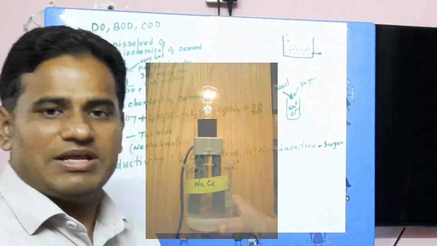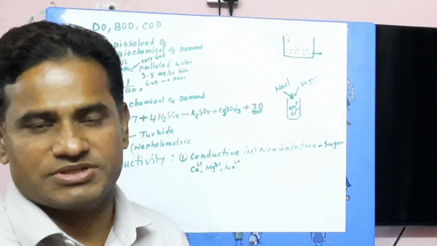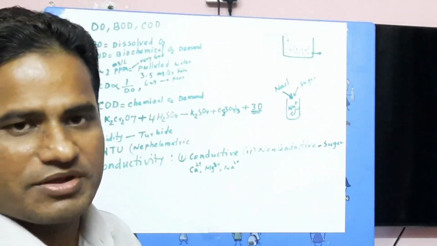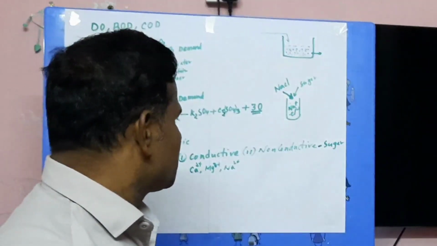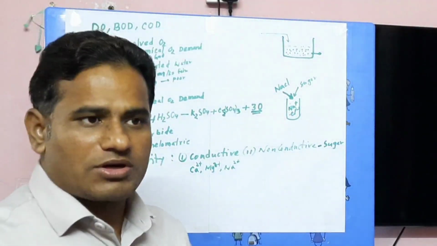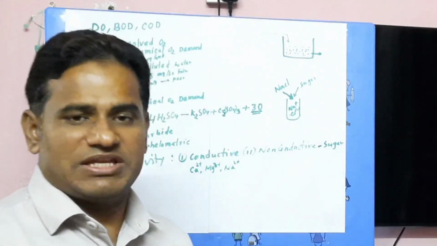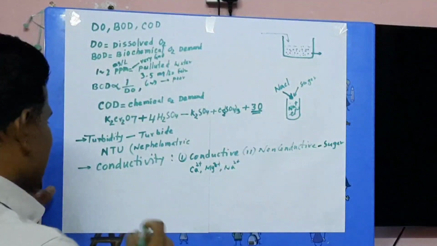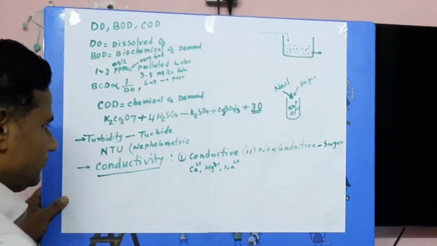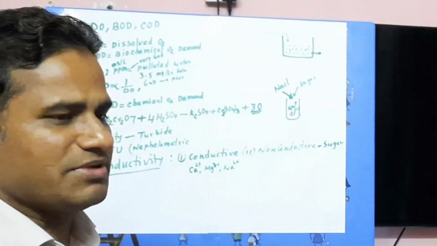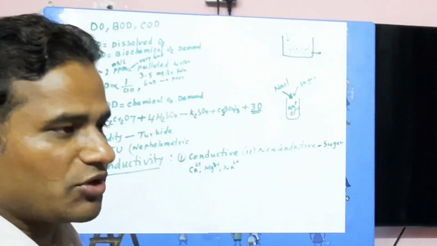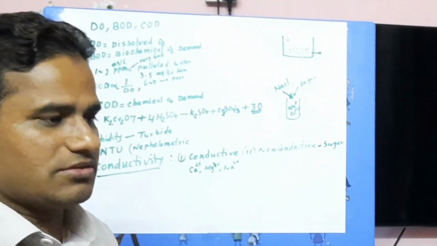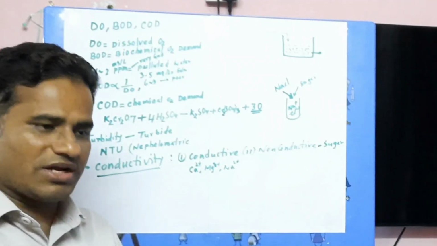If electrons are available, that means this water has conductivity. If electrons are not available, that water has no conductivity. So if conductivity is not available, it is called non-conductive water. If conductivity is available, if electrons are available, it is called conductive water. So I hope you understand what conductivity is. If the water has hardness, that means calcium, magnesium, sodium, potassium, chloride, sulfate, if these compounds are available, that means this water has conductivity.